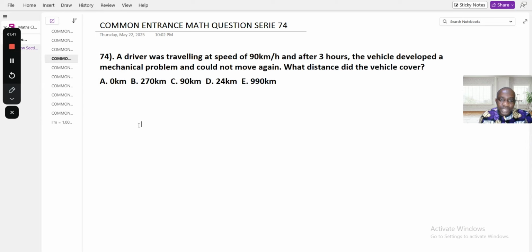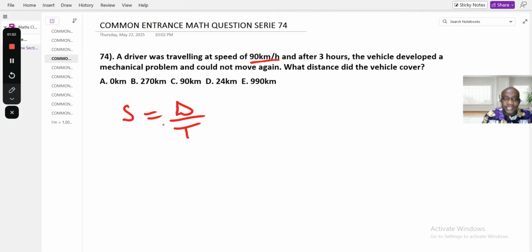A driver was traveling at a speed of 90 km per hour, and after 3 hours, the vehicle developed a mechanical problem and could not move again. What distance did the vehicle cover? Whenever you see 90 km per hour, it means speed, because the question has said a speed of 90 km per hour. The formula for this is speed equals distance divided by time. This is the formula that you are going to use to solve this question.